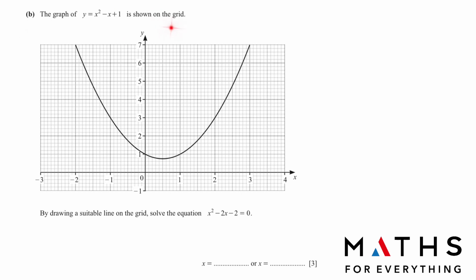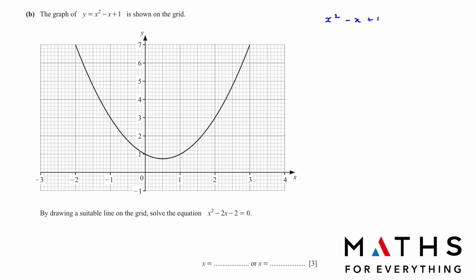We have been given the graph of y is equal to x squared minus x plus 1. And by drawing a suitable line on the grid, solve the equation x squared minus 2x minus 2 is equal to 0. When you have a question like that, what is your main original graph? x squared minus x plus 1. Write it here.